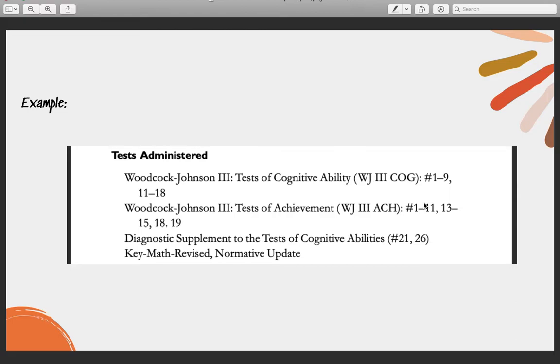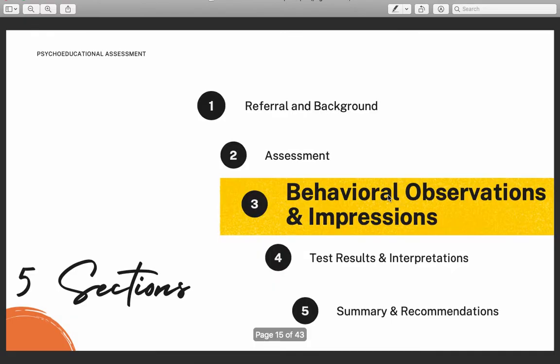So the reason for this assessment is to measure the cognitive abilities and scholastic aptitudes of Martha. Now, the third component would be the behavioral observation and impression.